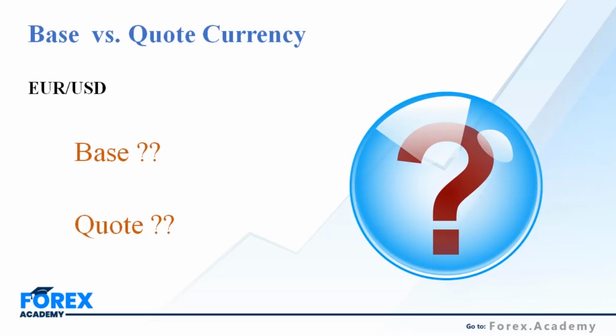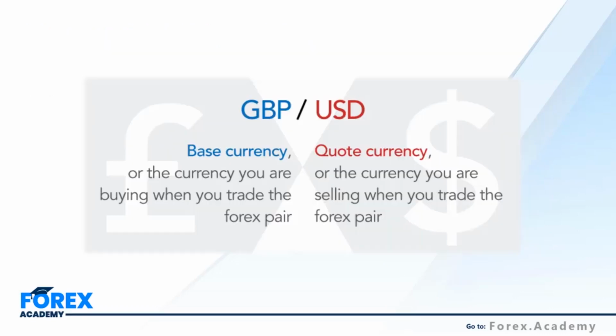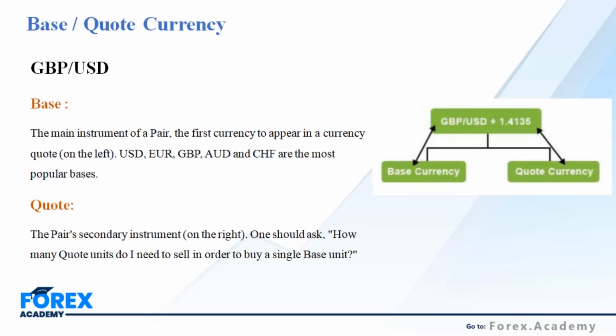For example, in case of Euro USD, one currency is the base currency and the other currency is the core currency. So let me define what is base and what is core currency. The base currency is the currency you are buying when you trade the forex pair. The core currency is the currency that you are selling when you trade the forex pair. Let me make it more clear to you. There is a detailed definition here.